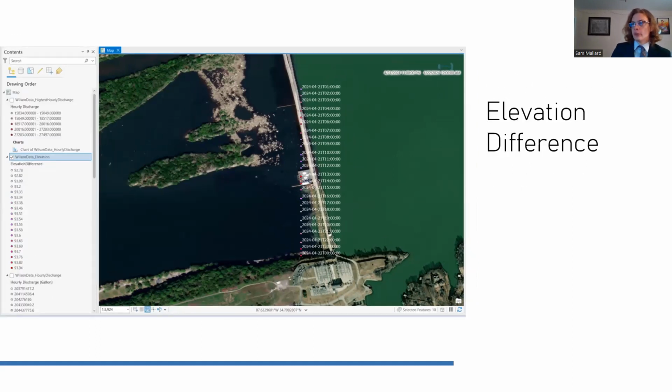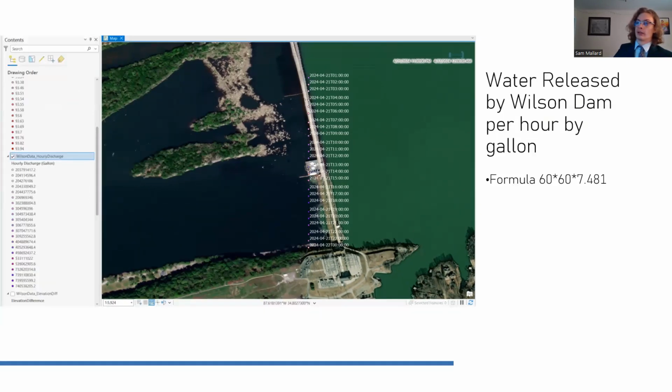And then we went to elevation difference. Sorry, I went too quickly. This went all the way from 200 million to 740 million. There's a big difference between the hourly discharge, and I had to do unique values because this is how I calculated my field.